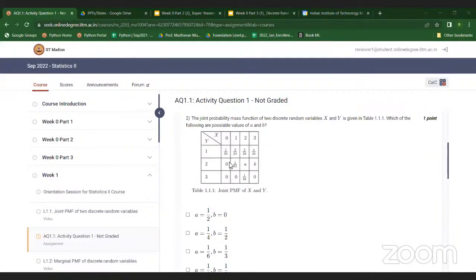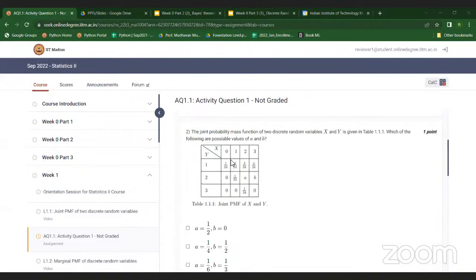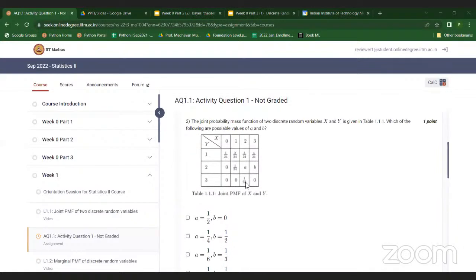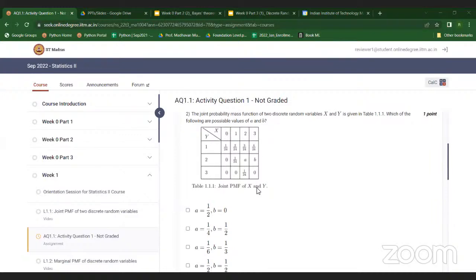Then in the second and third row, there are entries of 0. You said greater than or equal to, so it could be equal to 0 also. But in the third row, it means 1 by 24 equal to 1, how is it possible? No, 1 by 24 is not equal to 1. See, this is not the marginal one. All the individual entries should sum to 1, not the entries of a row or a column. The total of all entries across all rows and columns, in matrix form, should sum up to 1. Okay, yeah, thank you.